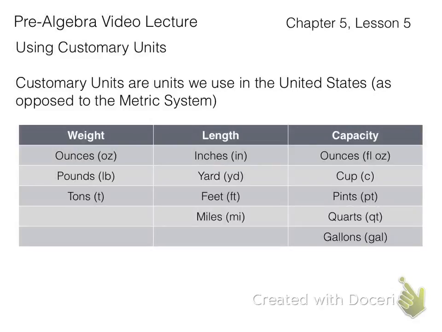Good morning. This recording is for pre-algebra, chapter 5, lesson 5, using customary units. Customary units are units we use in the United States as opposed to the metric system, which most of the rest of the world uses. And I know we've already talked about the metric system. That would be like King Henry died unexpectedly drinking chocolate milk. Kilo, deca, hecto, centi, milli, grams, liters, meters.